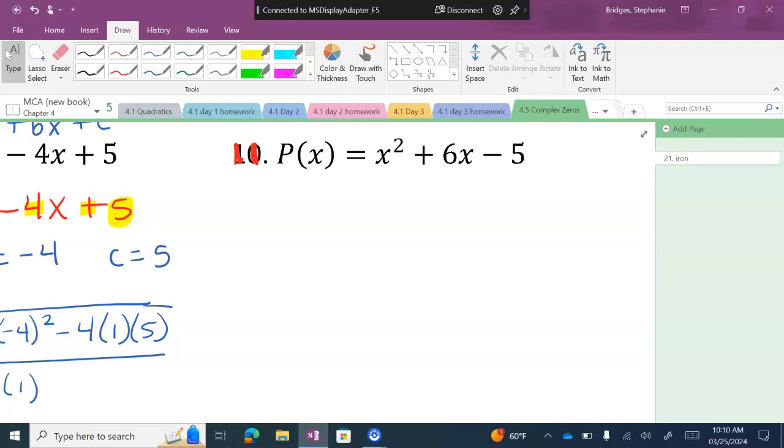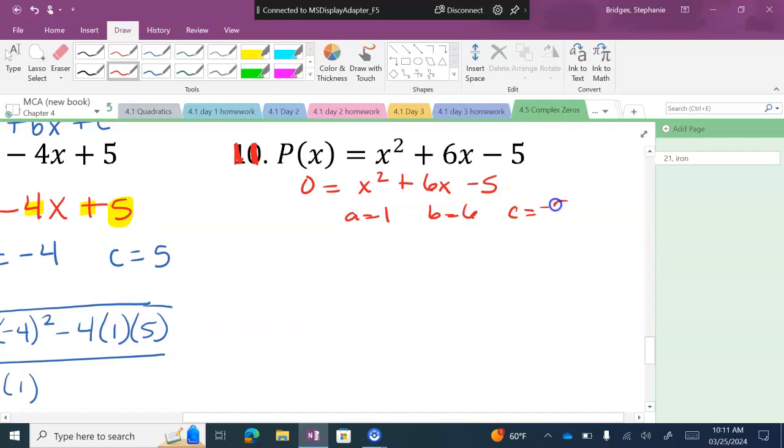What is A in this problem? 1. What is B? And then C is? Okay. A is 1, B is 6, C is negative 5. So we're going to start plugging it in. The opposite of B. Yeah, that's a B. That's just me writing sloppy.